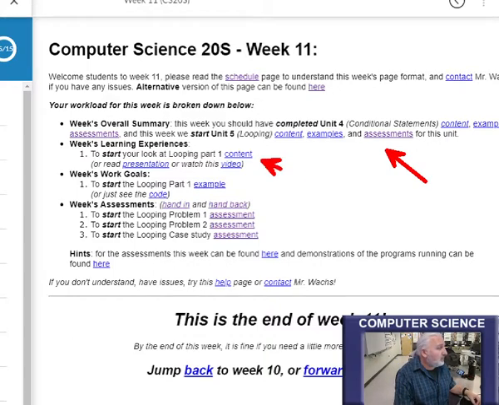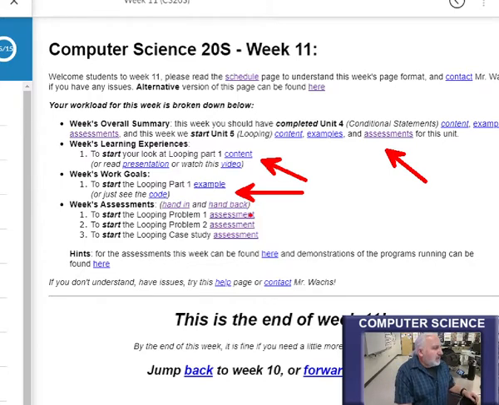With part one of looping, please take a look at the content, and then please work through part one of the examples, the very first example of looping. Looping, in a way, is a continuation of conditional statements. It's very much like conditional statements, but allows the code to repeat itself.